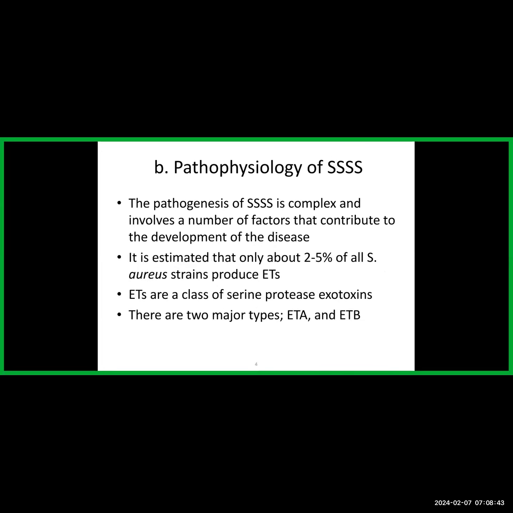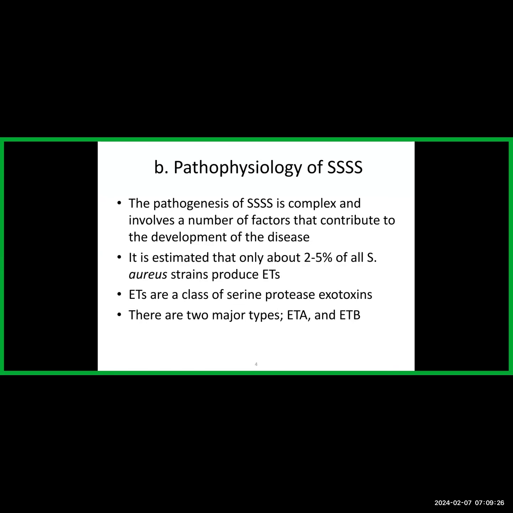The big question is, what is the pathophysiology? The pathophysiology of staphylococcal scalded skin syndrome is actually complex and involves a number of factors that contribute to the development of the disease. It is estimated that about 2 to 5% of Staphylococcus aureus strains produce exfoliative toxins. These toxins are a class of serine protease exotoxins of 2 major types, the exotoxin A and the exotoxin B.